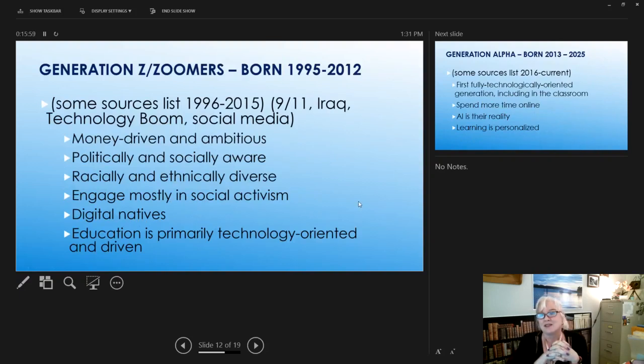Now, my daughter, like I said, she's on the edge of millennial and Gen Z because she was born in 1995. So she's got elements of both generations ingrained. She's got characteristics of, okay, money driven, ambitious, politically and socially aware. I would say this generation is the most socially aware that I've seen and politically aware that I've seen. Now, is it always accurate? Unfortunately, we have a problem with how education is primarily technology oriented and driven, but that same technology has made a generation that does not think as critically most of the time. We have to train it more.